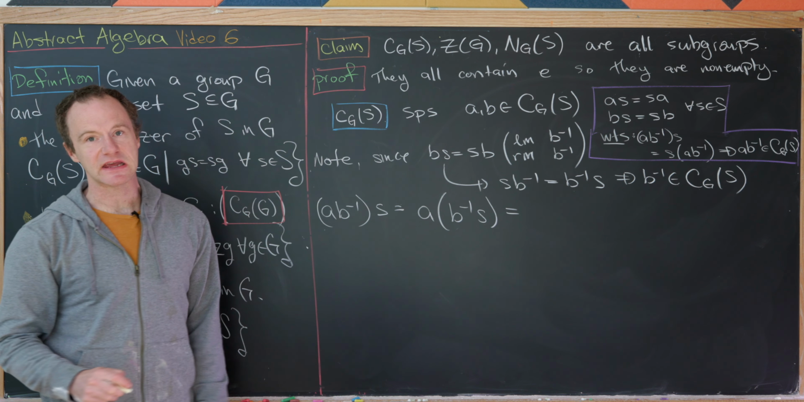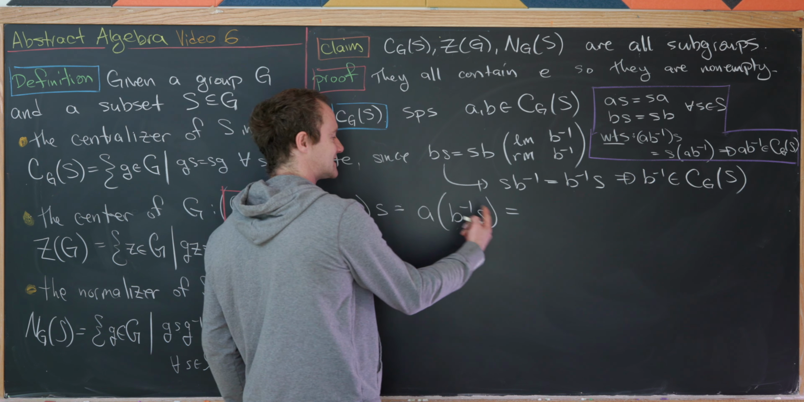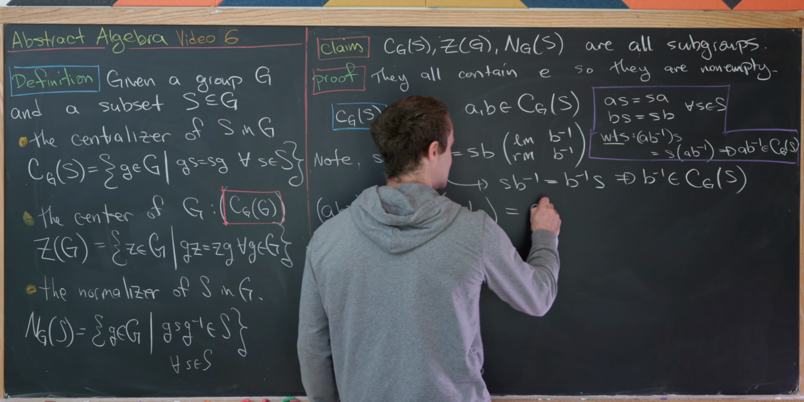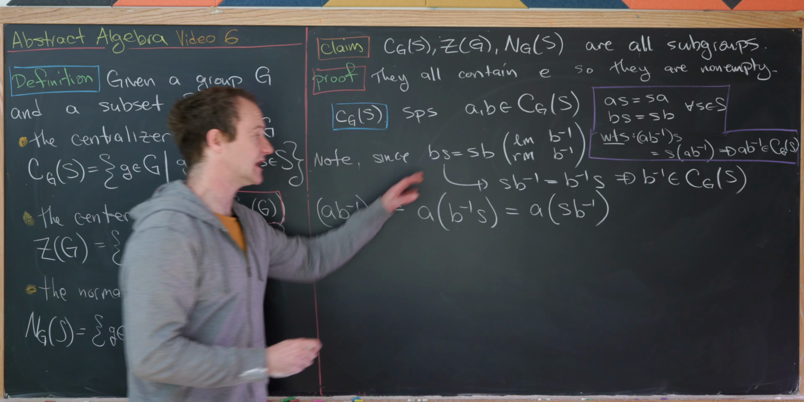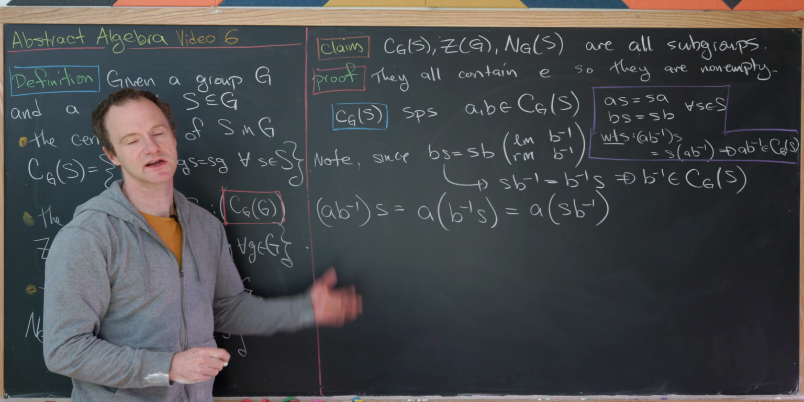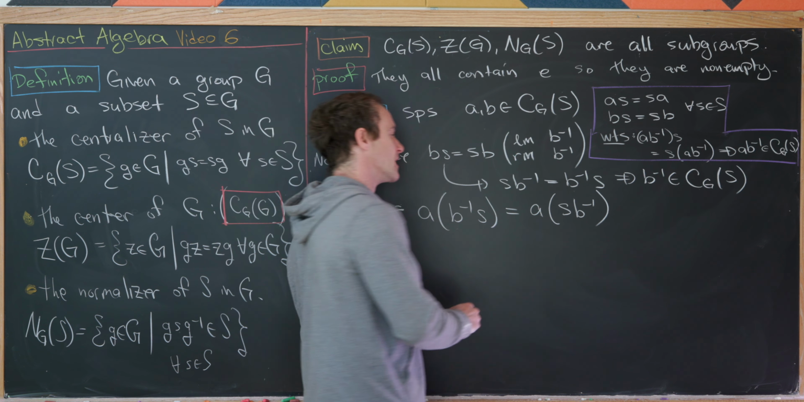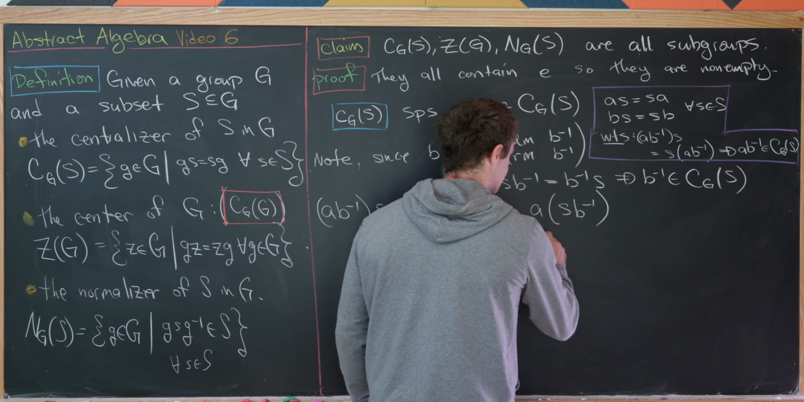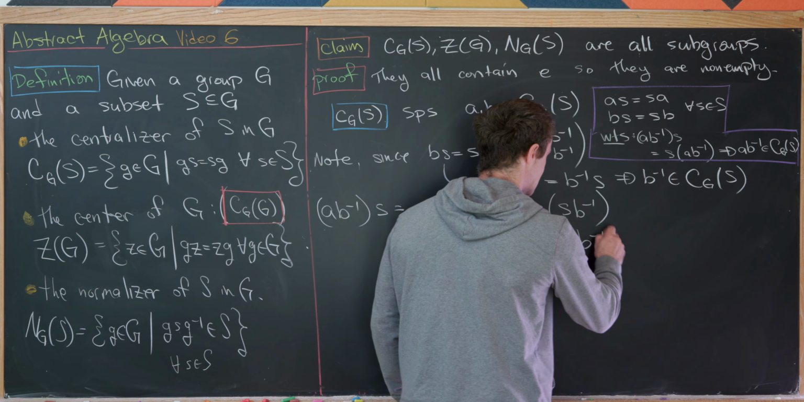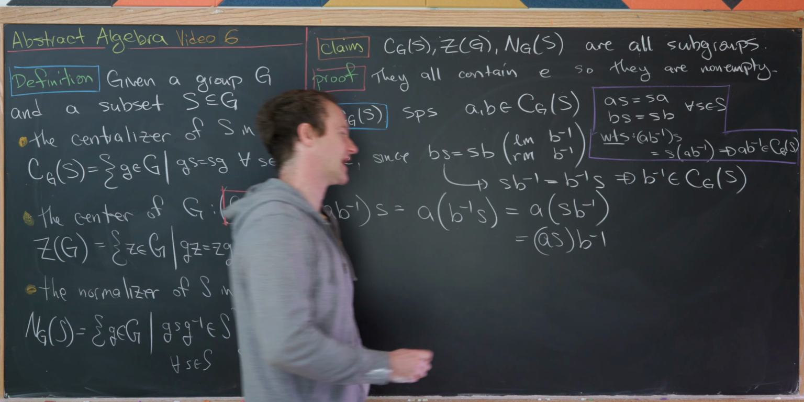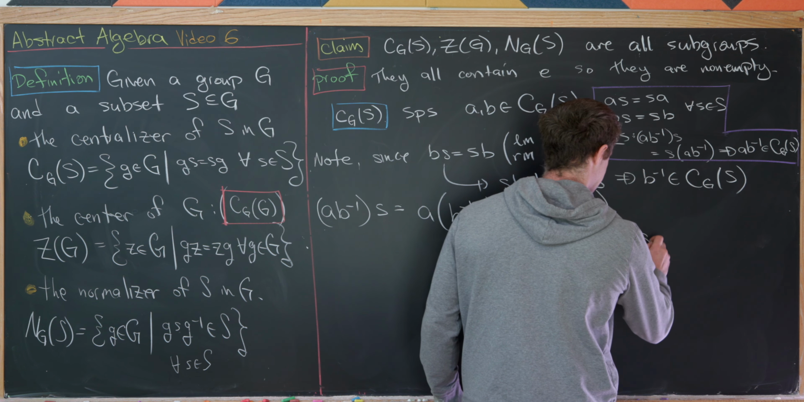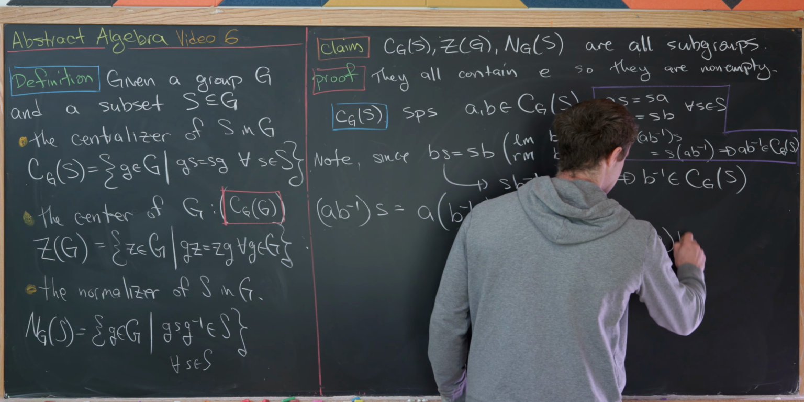But then since B inverse is in the centralizer, we can slide it past S. That gives us A times S times B inverse. Again, that's because B inverse is in the centralizer, which we just showed. But then reassociating, that gives us (A times S) times B inverse. But then since A is in the centralizer, we can pass it past S. So that gives us S times A times B inverse.